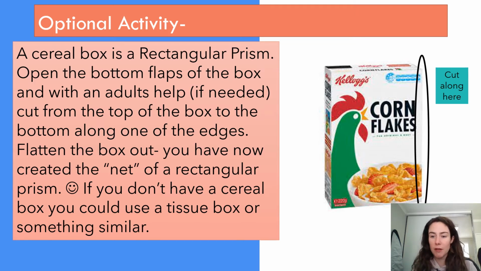And what you need to do is you'll already have the flaps open from the top from eating your cereal, but then you want to open the flaps at the bottom as well, and then cut along the line here with some scissors, and then you'll have your net of the rectangular prism cut out for you there. If you don't have a cereal box, you could use a tissue box or something similar like that. And as this activity is optional, if you don't have those things, that's okay. You don't have to do this either.